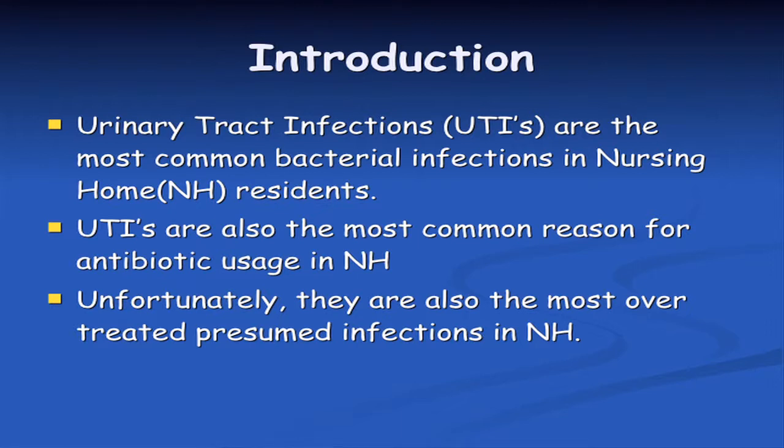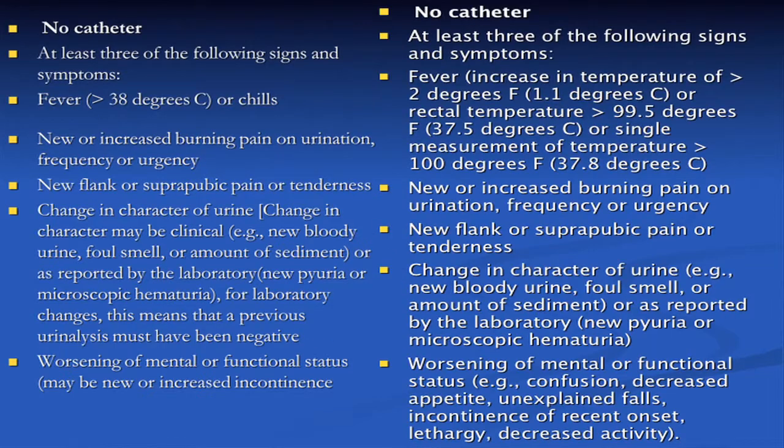And basically it was, if you didn't have a catheter, you had to have at least 3 of the symptoms, which was the fever, the dysuria, frequency, urgency, flank pain, or change in character of urine, and the mental status changes.